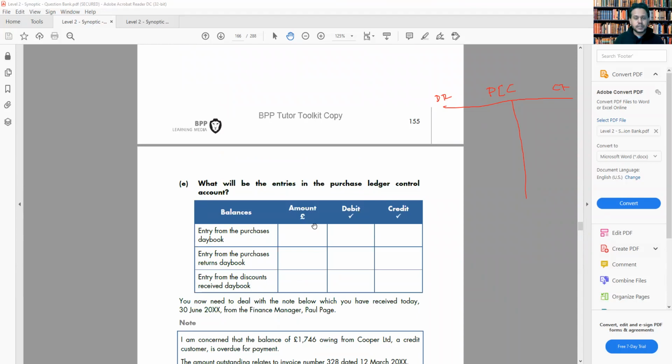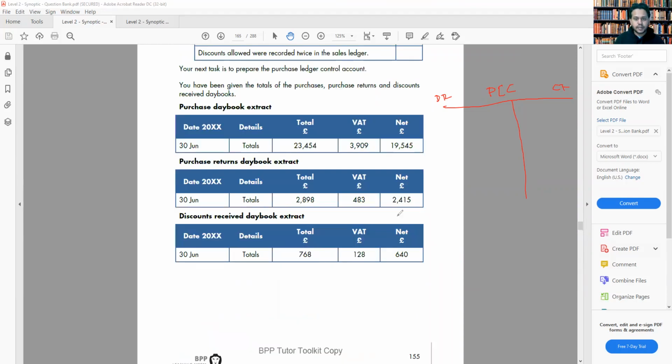Okay, so we can do it in the T account. After that, we can check from there. So we can say here we have the total. We always take the total. Remember that. 23,454. That will be the credit. From the purchase day book, the total represents how much is outstanding to the supplier. If I need to pay 23,454 pounds to the credit suppliers, that's my liability because I have to pay. So I say credit.